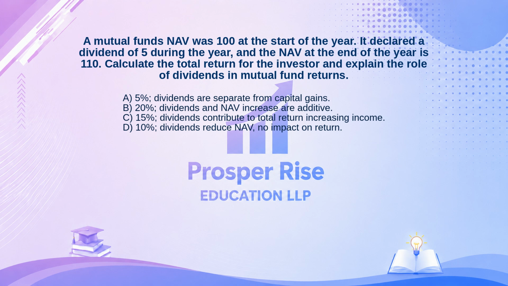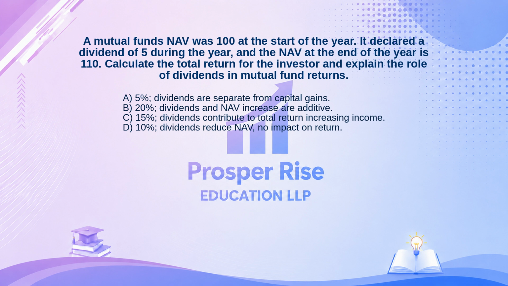Here are your options. A. 5%. Dividends are separate from capital gains. B. 20%. Dividends and NAV increase are additive. C. 15%. Dividends contribute to total return, increasing income. Or D. 10%. Dividends reduce NAV. No impact on return. Take a moment to pause the video and decide.